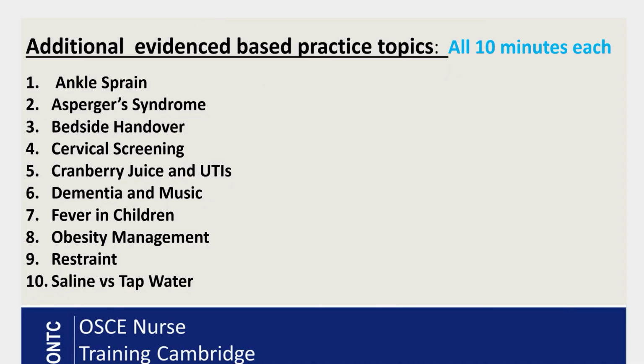Next, what are the evidence-based practice topics they have added? They have added quite a few actually. The first one is ankle sprain, and then Asperger syndrome, and then bedside handover, cervical screening, cranberry juice and UTI, dementia and music, fever in children, obesity management, restraint, and saline versus tap water. So these are the new topics you have to research around in your evidence-based practice.